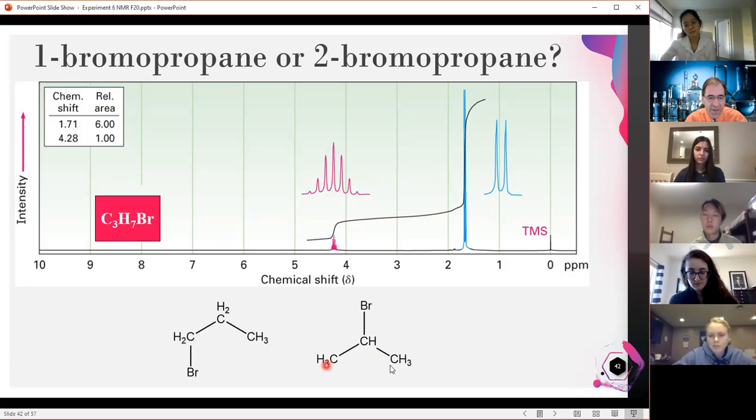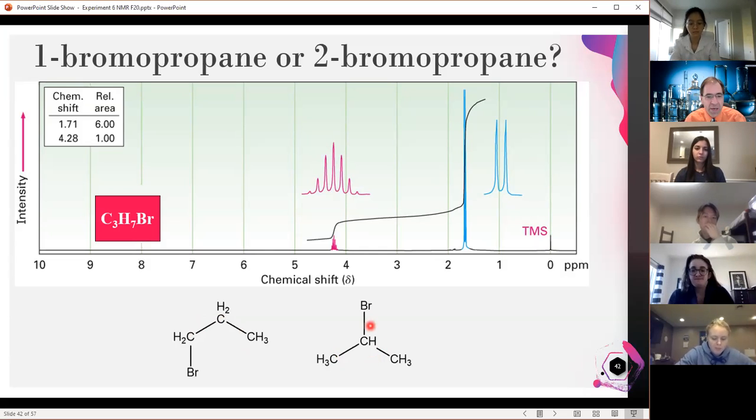So we should get, this has a methyl and 1 hydrogen. So we should get 1 signal for these methyls and 1 for this. Here we should get a signal for the CH2 next to the bromine, another signal for the CH2 that's near that, and then another signal for the methyl. So this should give us 3 signals. That should only give us 2. Okay, right away we know what it is.